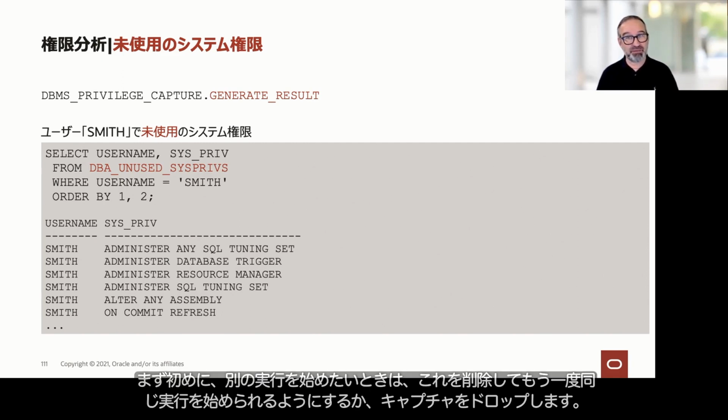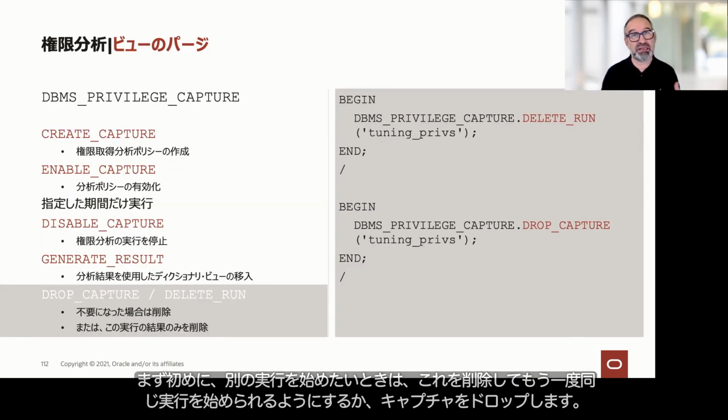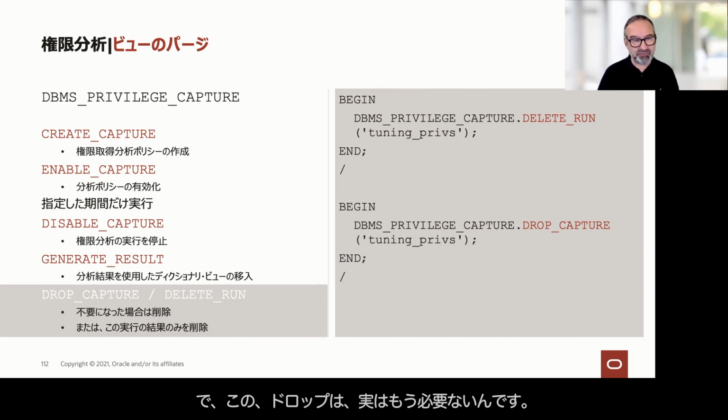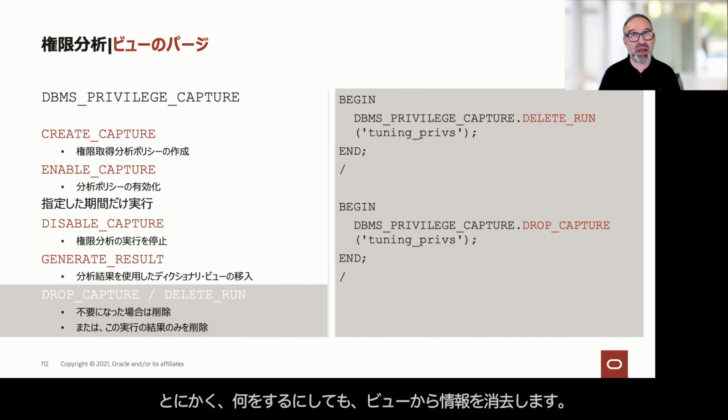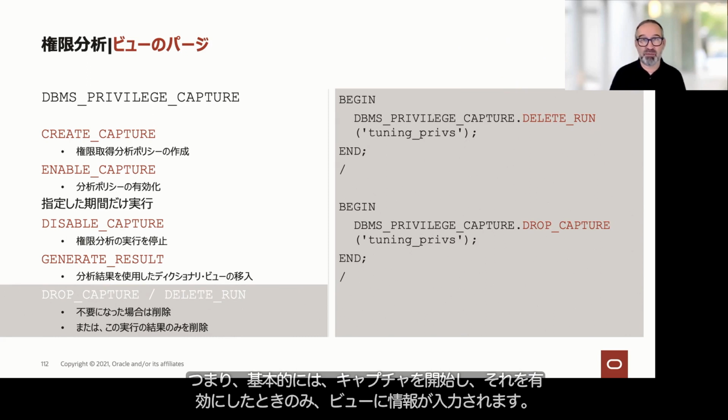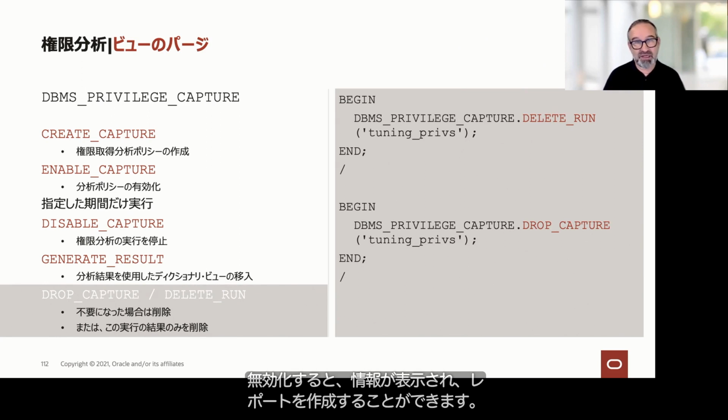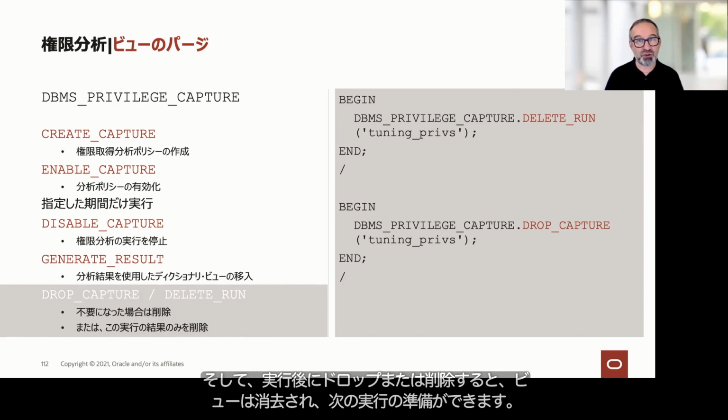Yeah, be careful. So first of all, if I want to start another run, I delete this one so I can start the same run again, or I drop the capture. And the drop is actually no longer needed. Anyways, whatever you do, it wipes out the information from the views. So basically, the views get only populated when you start a capture and enable it. Once you disable it, you find the information, and then you can generate the reports. And once you drop or delete the run, then the views will be wiped, and you're ready for the next run.